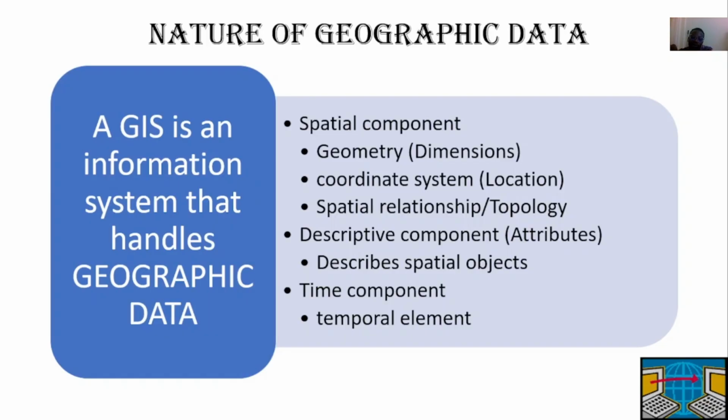Then you have the descriptive attribute, as in the characteristics of the object. This describes the spatial object. Say you are capturing a house. What is the descriptive component of that house? For example, it's a residential area and it has about 26 households. Then you have the time component, as I said earlier. The time component has to do with the temporal element, which shows the time frame within which the geographic data was captured.